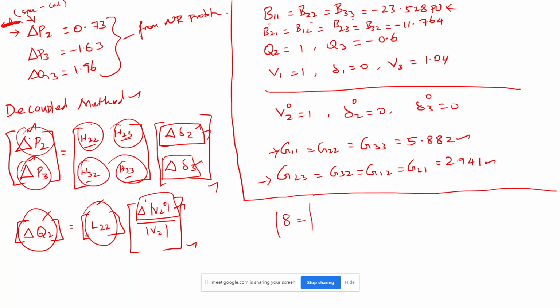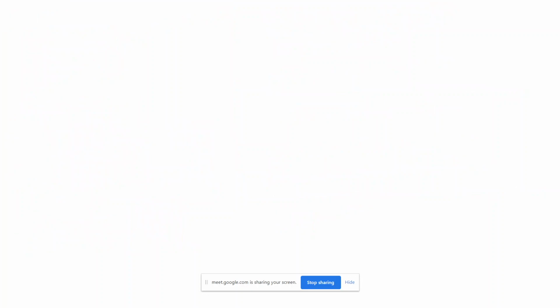If you see my theory class of this decoupling method, you will get all the equations for each and every component. And we know the value of the change in P2, because we have found it already. We know this value also, we know this value also. So this is known to us. So the unknowns are these 4 plus 1, 5. So only 5 I need to find out. Okay, let's find it one by one.